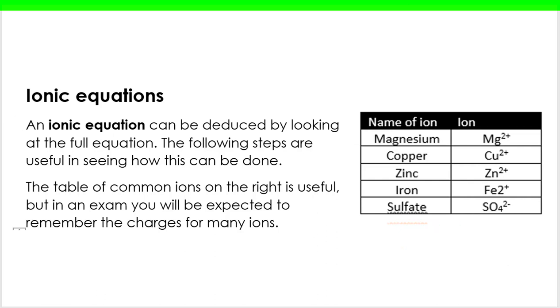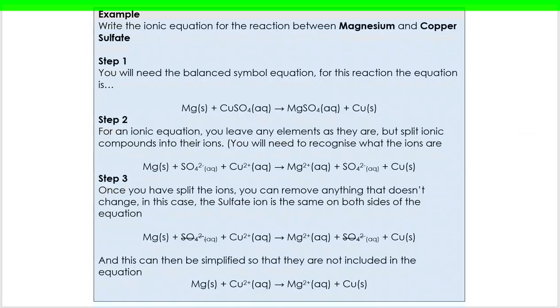Now, in terms of building an ionic equation, what you have to do, and I'm going to put a model up on screen, is you can take a reaction, write out the full equation, but then you are going to break down anything that is ionic and aqueous. So if it's ionic and the ions are free to move, you're going to break it down into its ions. So we can see on the example here, magnesium, copper sulfate, magnesium sulfate, and copper. But the copper sulfate is an ionic compound and it's aqueous. So we break it down into a copper 2+ and an SO4 2-.